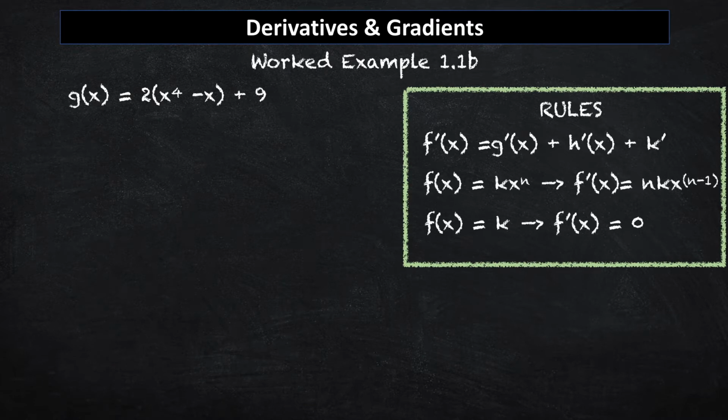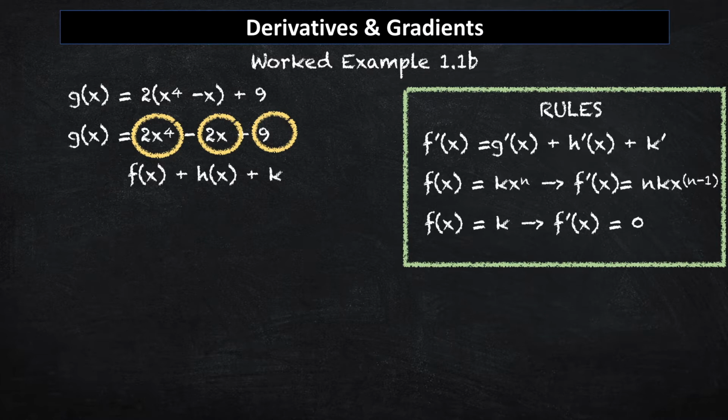This time we have the function g, which is defined as 2 multiplied per x to the power of 4 minus x plus 9. So the first thing we have to do is remove the parentheses, and so the function g becomes 2x to the power of 4 minus 2x plus 9. And then we are again in the same case as before, so our function g is the sum of 3 different functions, the function f, the function h, and the constant k, which is 9 in this case. So we have to compute the derivatives of the individual functions.